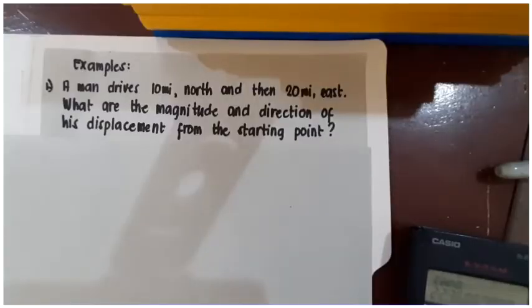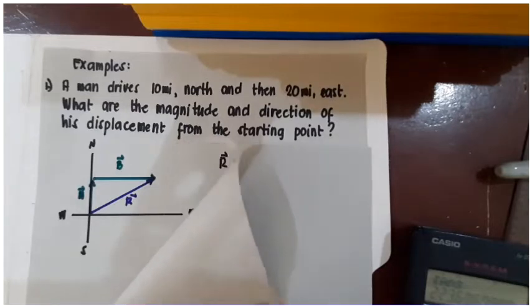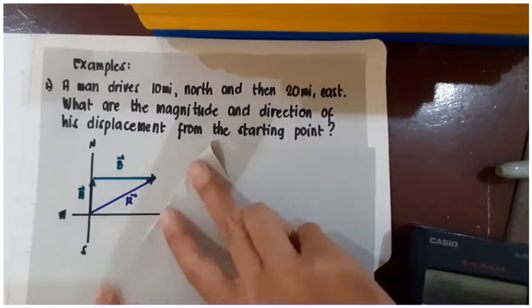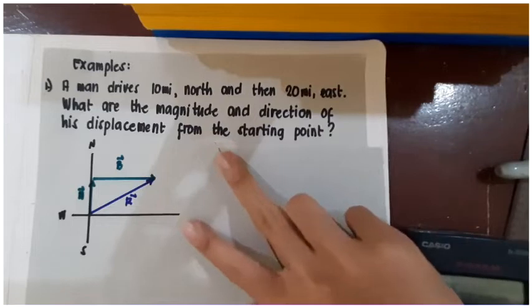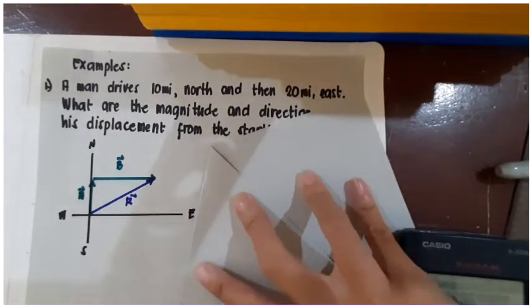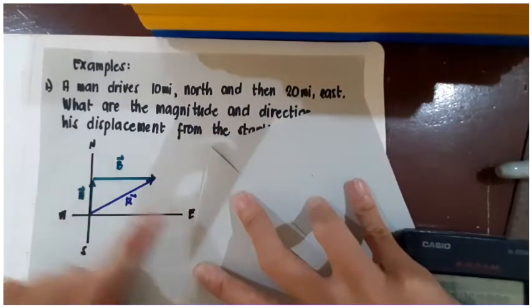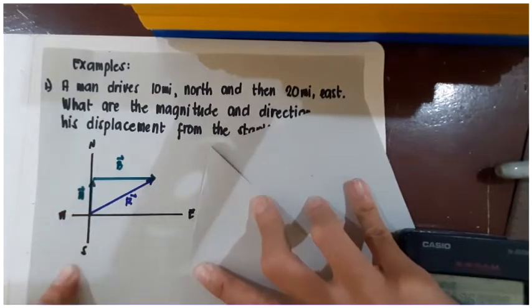Okay, so for example, a man drives 10 miles north and then 20 miles east. What are the magnitude and direction of his displacement from the starting point? Okay, so let's say we have here your Cartesian plane. So this is now your Cartesian plane, with directions north, east, west, and south.